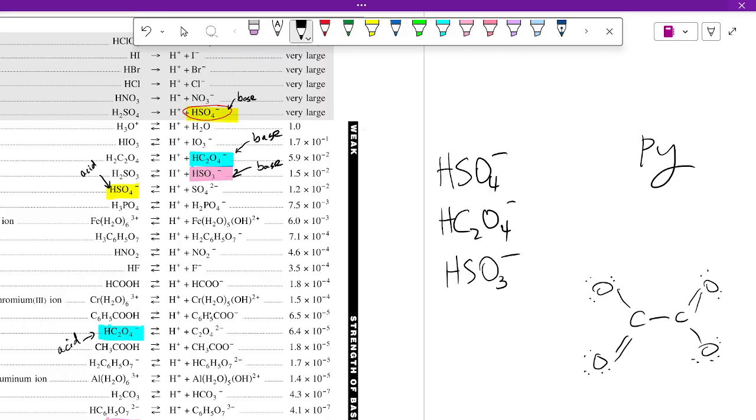So you would have an H here and an H here. Anyone want to give it a try? Yeah.